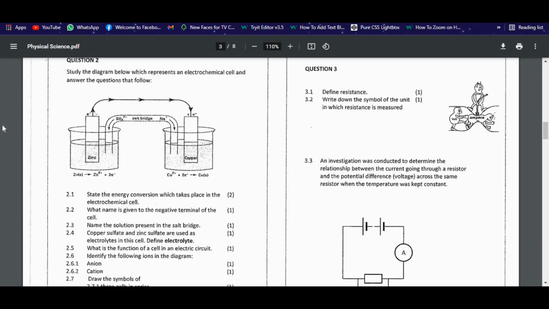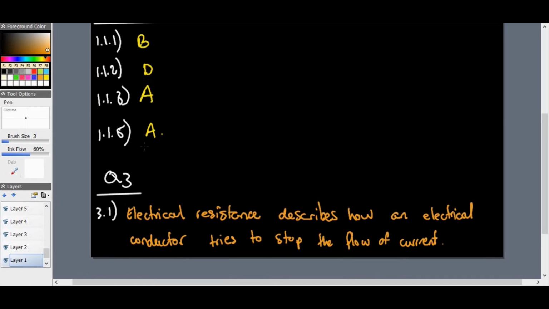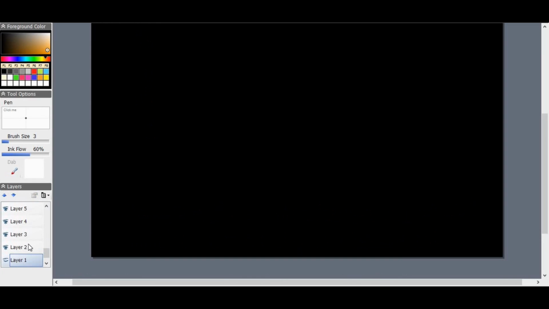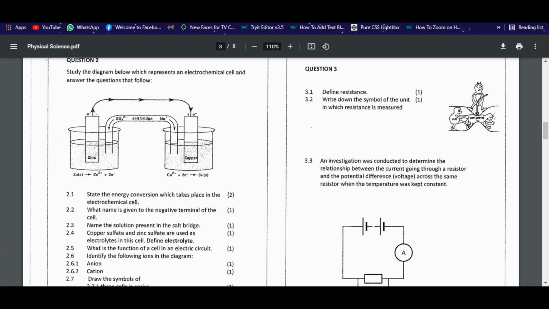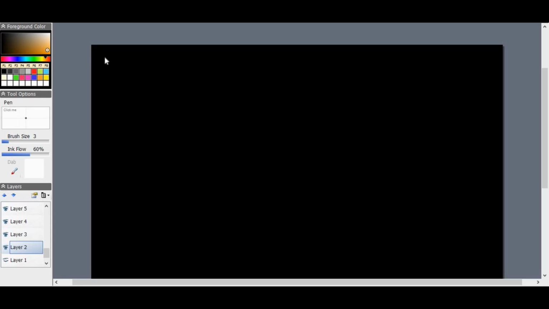Question 3.2 says write down the symbol of the unit in which resistance is measured. Now we know resistance is measured in what? Can someone just shout it out to me? Ohms, yes, measured in ohms. Fantastic. So 1 ohm, for example, is a resistor value or quantity. So they ask you to write down the symbol of the unit in which it's measured.